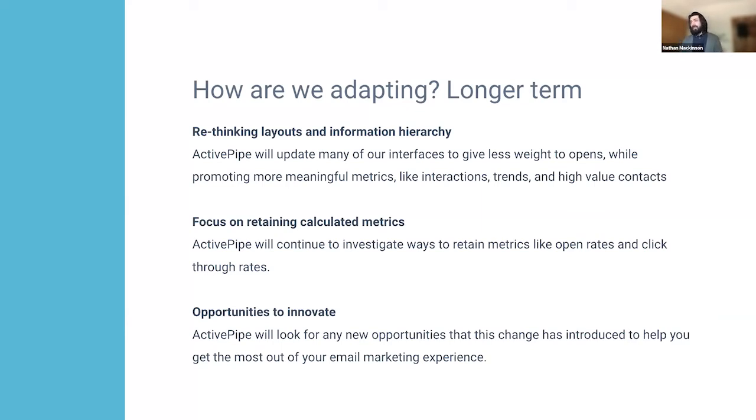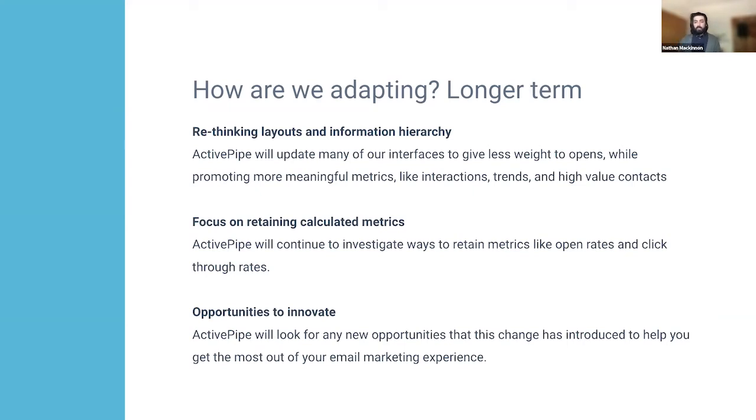Another thing that we're going to look at is retaining the derived or calculated metrics. So all of the raw data is going to be impacted. That's just the effect of this change. But the derived things like open rates, interaction rates, we're going to do work to try and improve those. We've got different ideas that we're exploring. We want to at least try to bring those back to some kind of representative metrics that you can actually utilize. And then lastly, it's around opportunities to innovate.